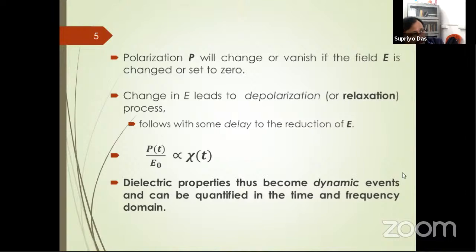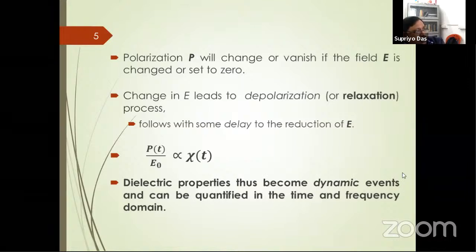process follows. However, there is a delay: when we change E or set E to zero, relaxation doesn't initiate immediately. There is some delay in it. It takes some time to initiate the relaxation process. So E, the applied field, is something like the input to the dielectric material, and polarization is the output of that input.